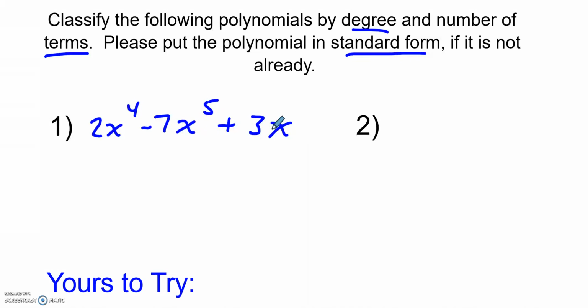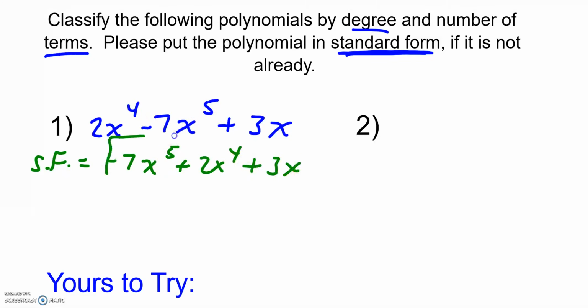So first, this is not in standard form. And what standard form means is your highest power or highest exponent down to the lowest one possible. So my answer here in standard form would be negative 7x to the 5th first, because that's the highest power, and then positive 2x to the 4th, and then positive 3x. So this would be your answer in standard form.